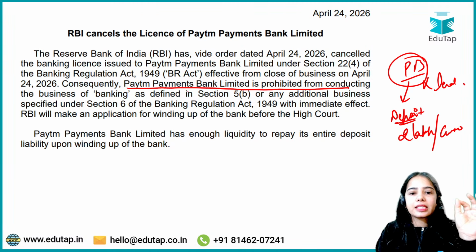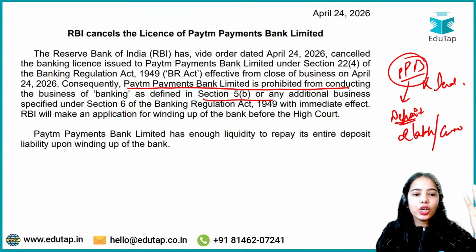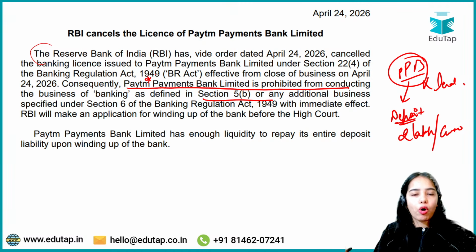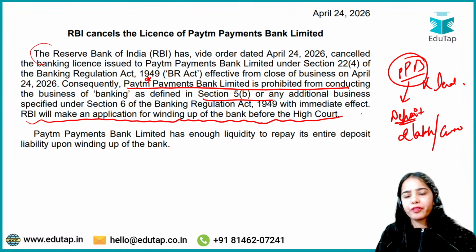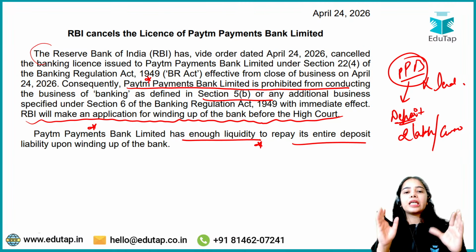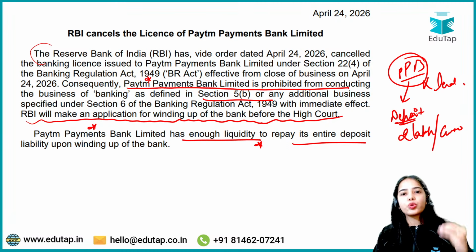Okay, so the Paytm Payments Bank has now been prohibited from conducting the business of banking as defined in section 5B. So basically, the Reserve Bank of India through its order has cancelled the banking license issued to Paytm Payments Bank Limited, and consequently it cannot conduct any banking business. Okay. RBI will make an application for winding up of the bank before the High Court. Paytm Payments Bank Limited has enough liquidity to repay its entire deposit liability to the depositors upon winding up of the bank. So basically, the RBI is telling the depositors that they do not need to worry. The Paytm Payments Bank has enough funds to return the money of the depositors.